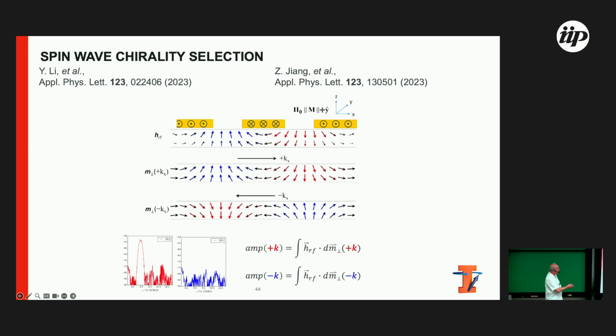And so the coupling amplitude is essentially this integral of the field distribution with the magnetization distribution. And if you choose now the wavelength to be the same as the thickness of the film, the in-plane and the out-of-plane contribution can completely cancel out. But if you have a thickness that's very different, that's not true anymore, and your non-reciprocity is much smaller.